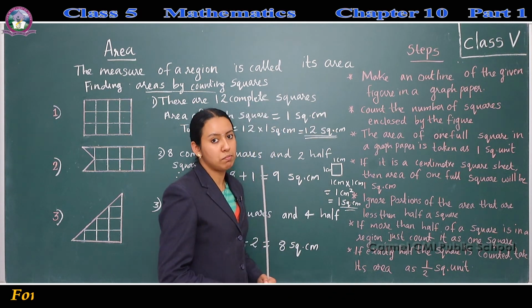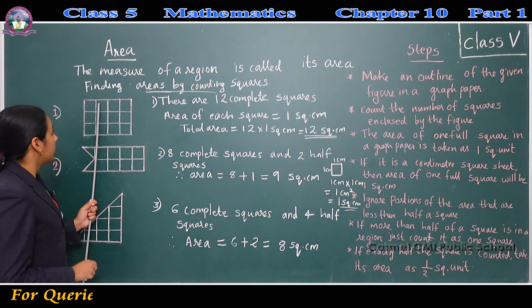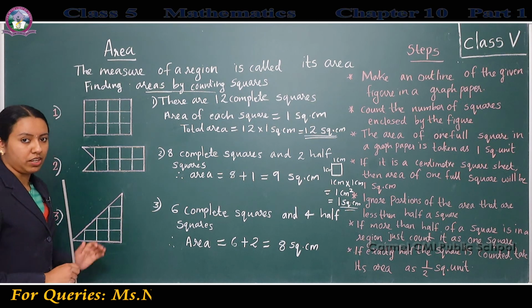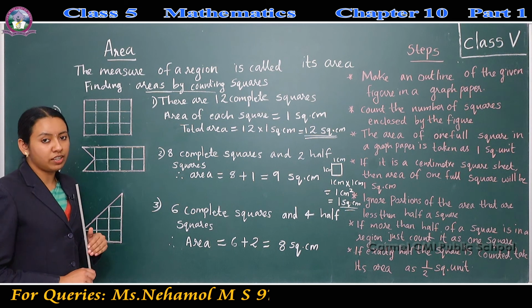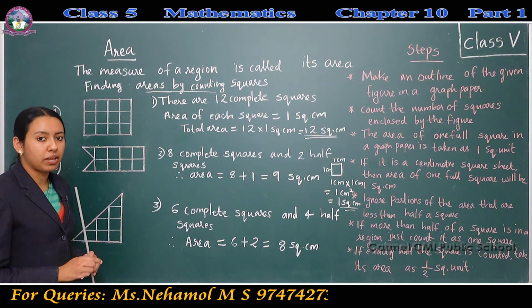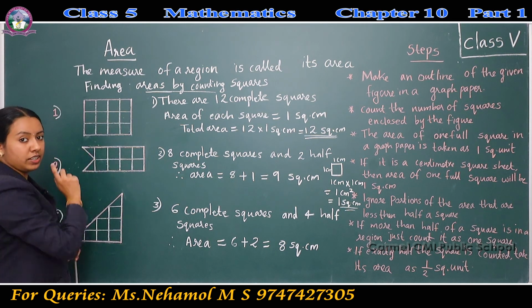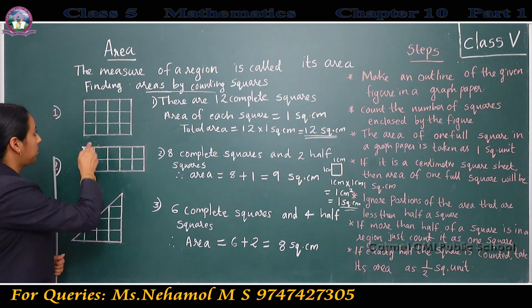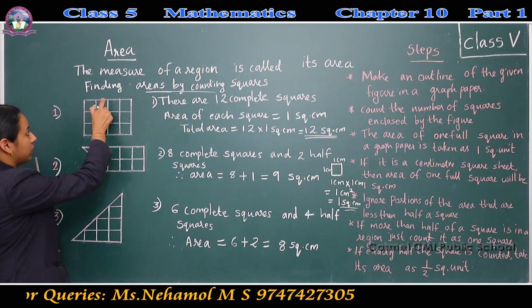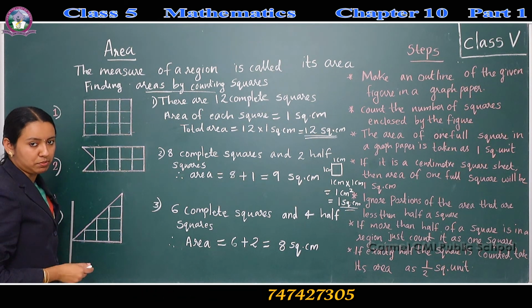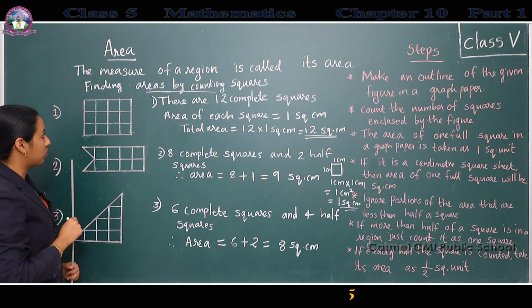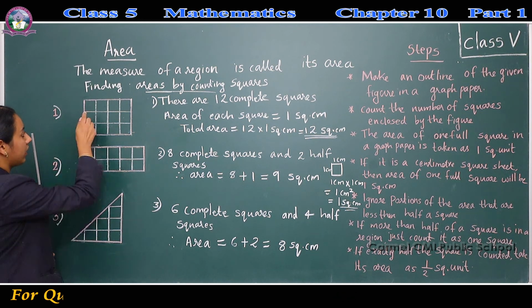We can go through some examples. Some figures are given here. We have to find areas of these figures by counting squares. First we have to make an outline of the figure in a graph paper. Here it is drawn. This is the figure and we make an outline of the figure in a graph paper. Now count the number of squares. How many squares are there?